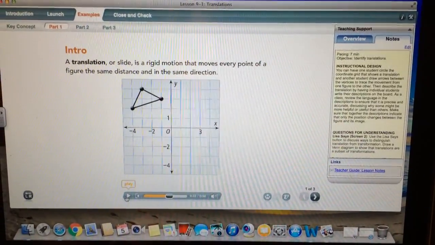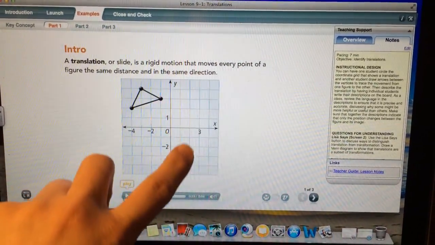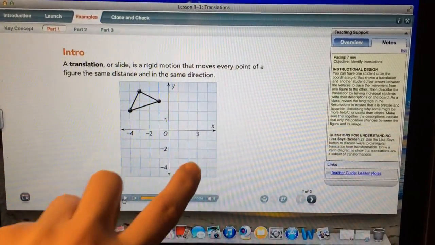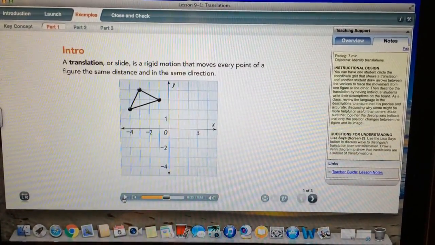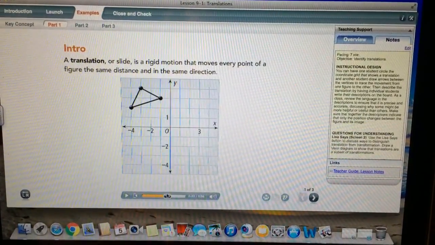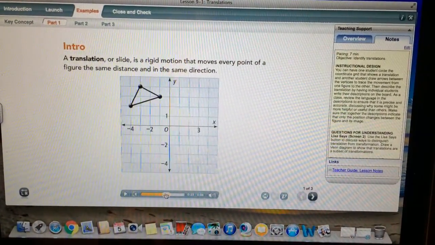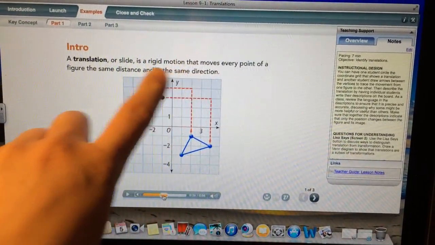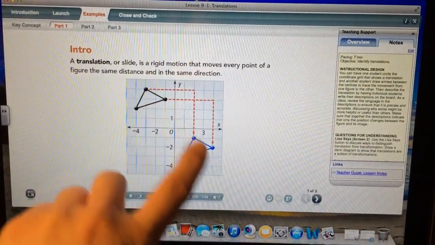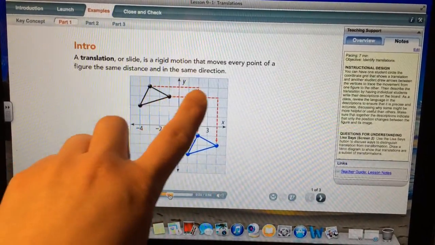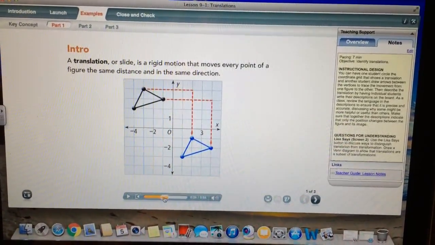Okay, so you saw that the figure was just slid, right? A translation is called a slide. It was slid across the coordinate plane. It stayed the same size. It just moved. Every point moved the same distance and in the same direction, so the figure stayed the same size. It was just sliding across the coordinate plane.